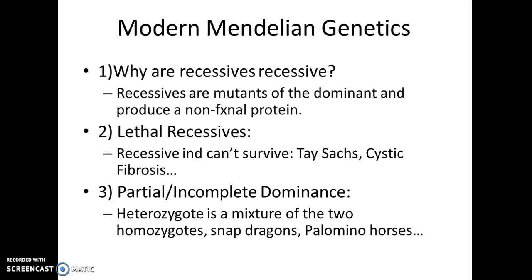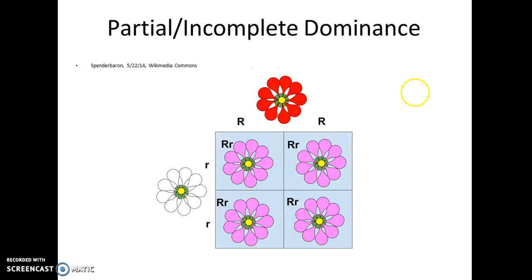The third example of modern Mendelian genetics is partial or incomplete dominance, when the heterozygote is a mixture of the two homozygotes. So you can have a red flower here and a white flower here, and the heterozygote will be a mixture of red and white, and you end up with pink.